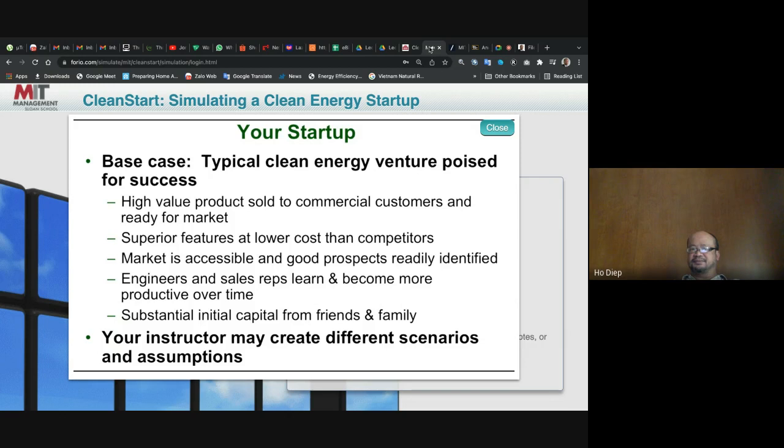You have superior features, and you can offer them at lower cost than your competitors. The market, commercial and industrial buildings, is accessible to you, and it's easy to identify good potential customers, prospects that your salespeople can go out and talk to. Your engineers and your salespeople learn over time and become more productive as they go up the learning curve, develop a reputation, become more familiar with the market and the technology.